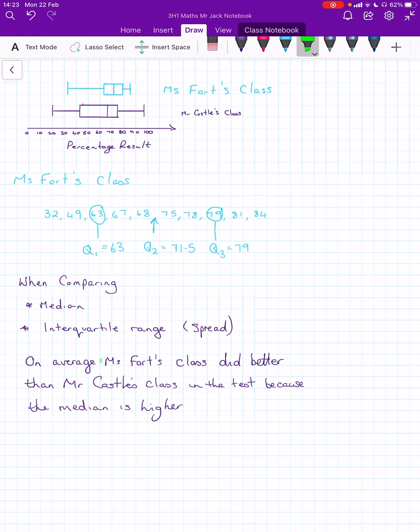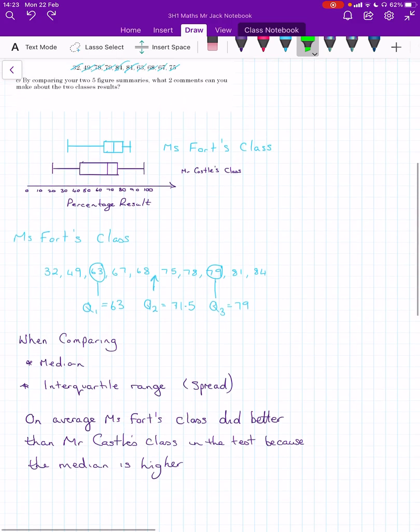You need to make it clear which two things you're comparing. So we're comparing Miss Fort's class with Mr. Castle's class. We've stated that clearly. We need to then say, what is it we're comparing? Well, it's test results, so we've mentioned that, and we've said the reason why: the median is higher. Okay, so for these comparisons, that would do just fine.